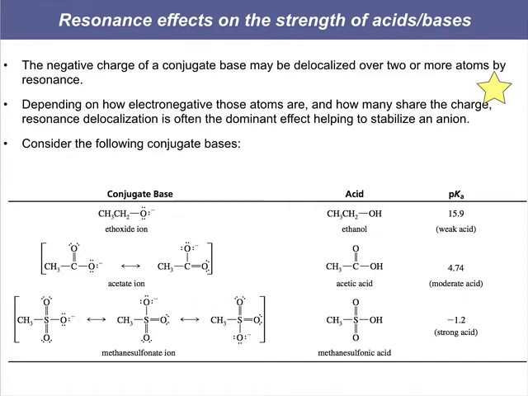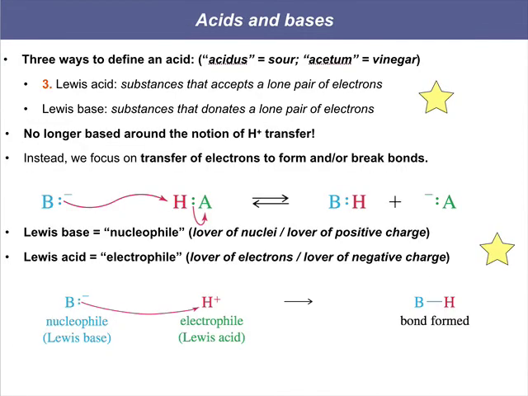All right, that's about enough for resonance for today. We're going to finish off this chapter, which is really the second half of chapter 1, by talking about the Lewis definition of acids and bases. Remember, there are 3 definitions of acids and bases. The first one is the Arrhenius definition.